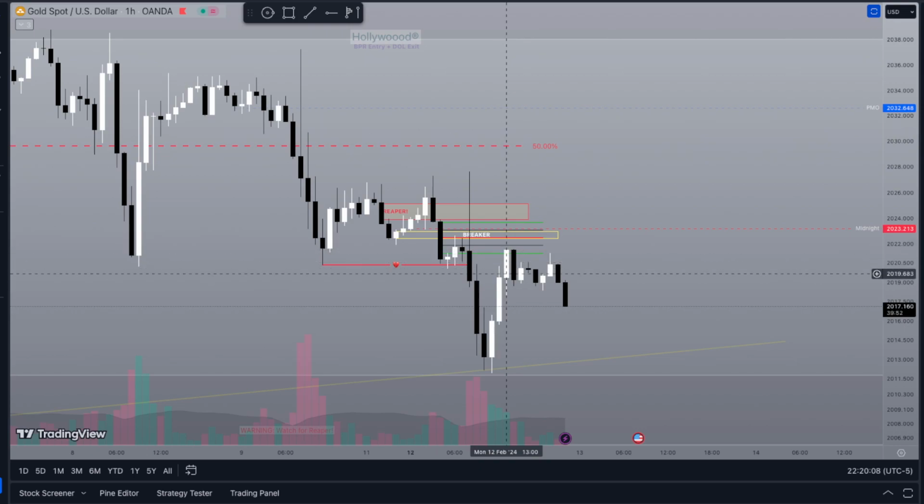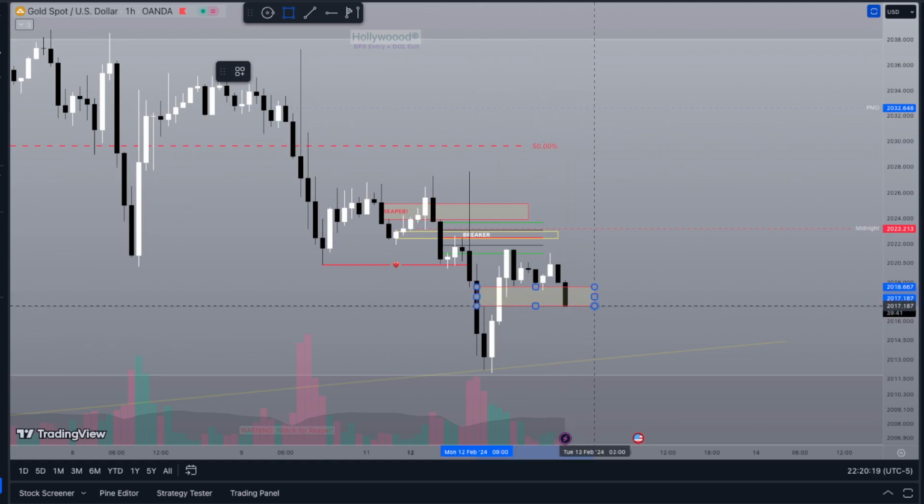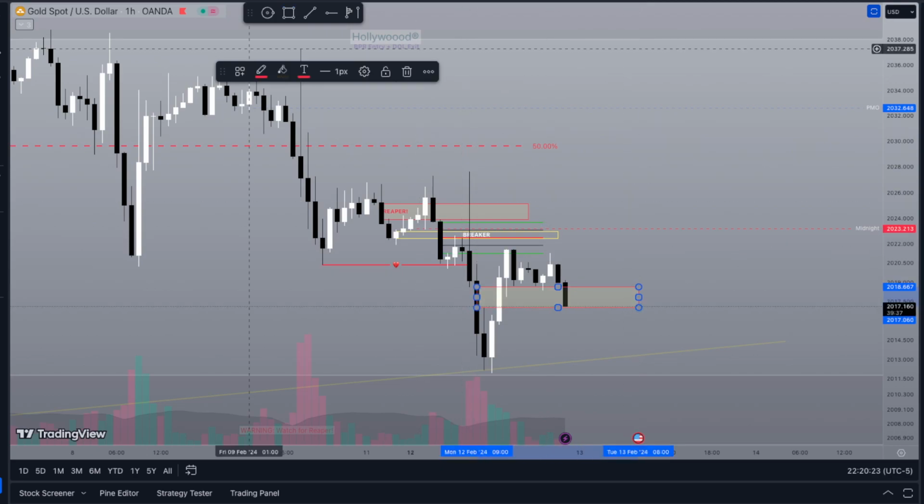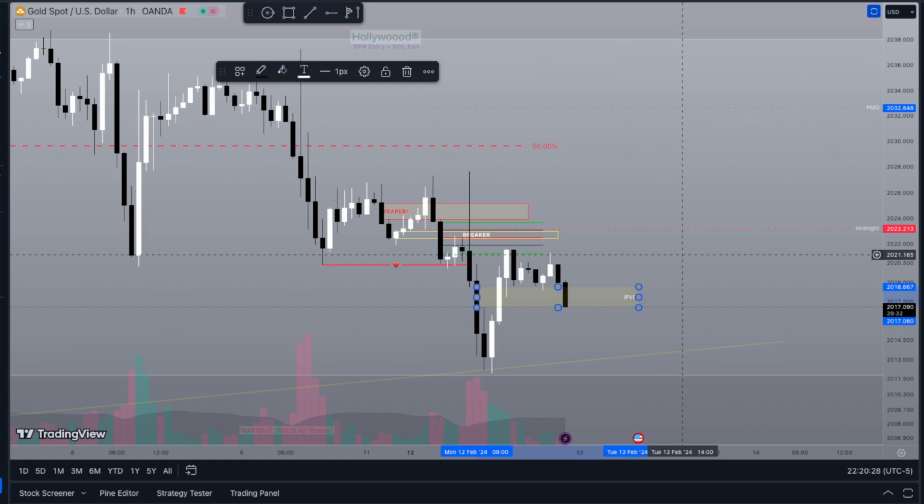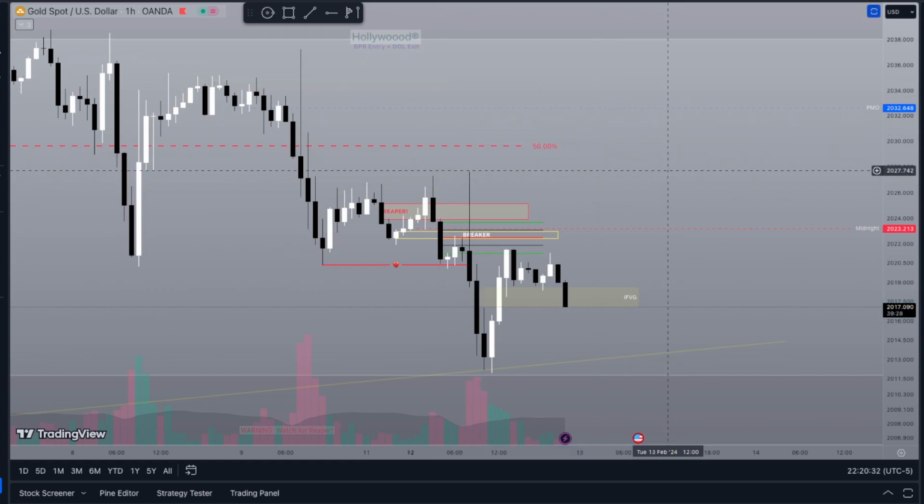This is the inversion, which was here. This was the inversion. I'm going to go ahead and mark that off for people who don't use inversions. We can expect this inversion to hold, maybe, right? And so keep everything clean. And if not, this FVG we can expect to hold.